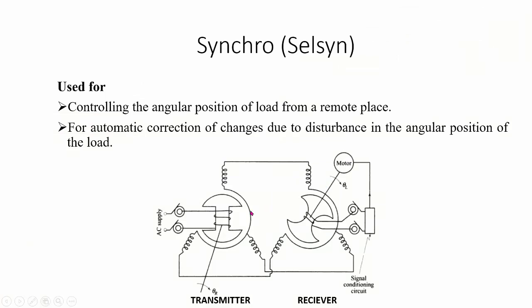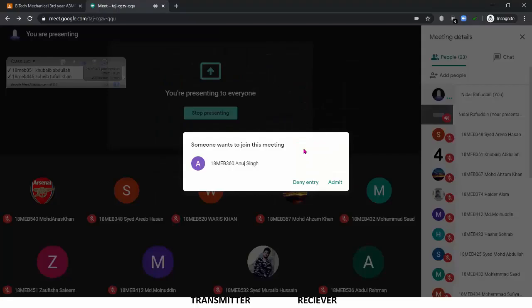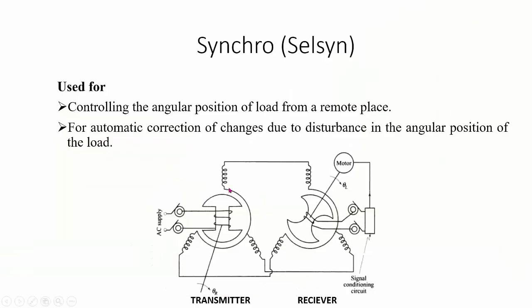So the transmitter has, if you look, 3 arms connected in a star fashion. So this is one winding connected to the second and to the third. These 3 windings are connected in a star fashion and are the stator of the transmitter. While this particular dumbbell shaped thing is the rotor. This particular part is free to rotate and is provided with an AC single phase supply.